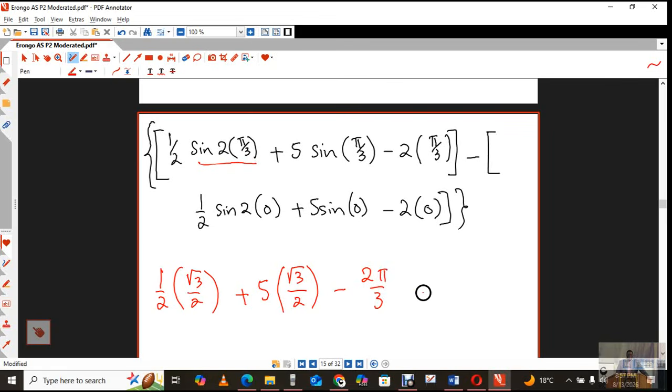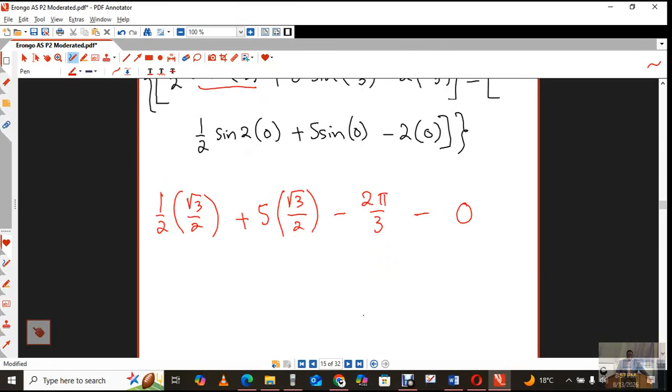We good? I'm going to have minus 0 here because all of this is going to give you 0. Sine of 0 is 0. So this whole second part will be 0. You need to indicate that. Now let's clean up the fraction because we're supposed to leave the answer as an exact answer.